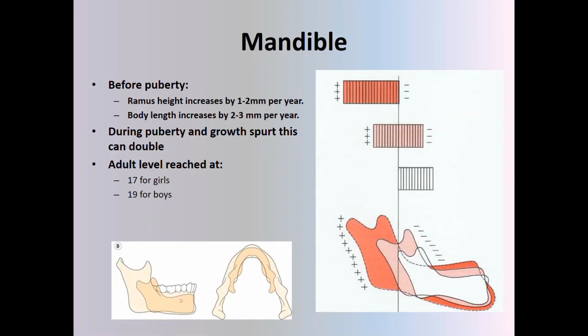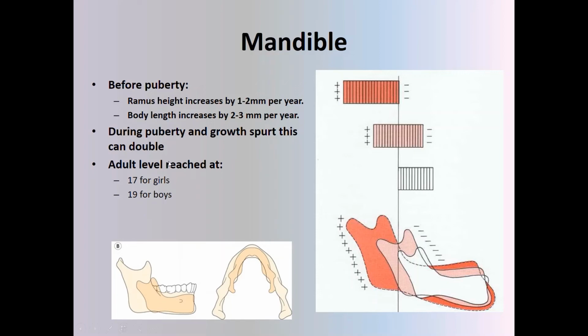Adult level. The adult size level of the mandible will be reached at 17 years in girls, so this is 2 years later than the maxilla, and 19 years in boys, and that is again 2 years later than the maxilla as well. The reason is the cephalocaudal gradient of growth that we talked about last lecture: the mandible will grow later and further according to this concept.